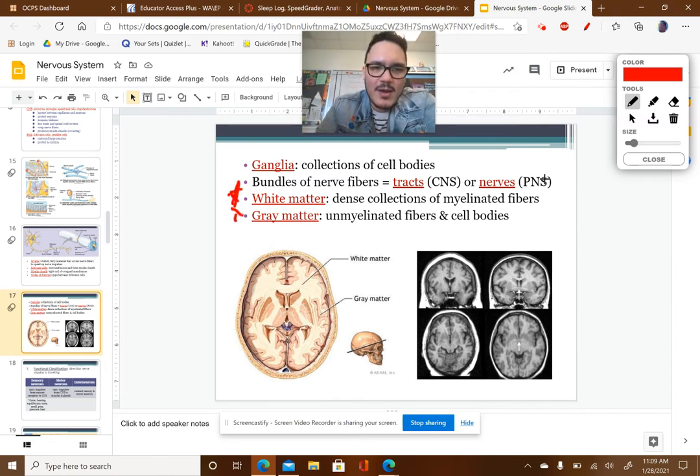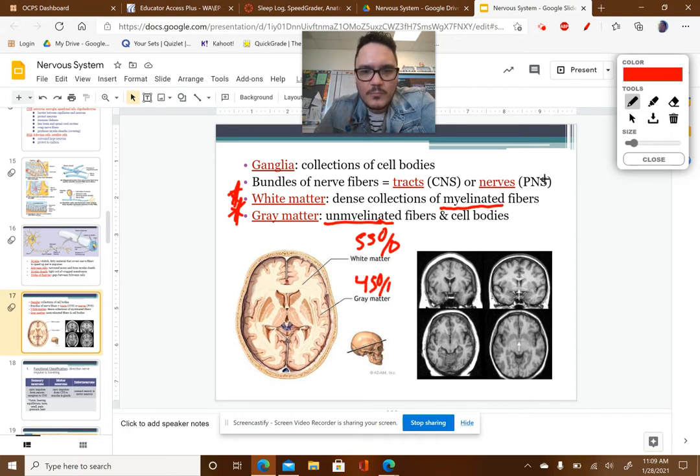White matter and gray matter. We do need to talk about these. White matter is defined as dense collections of myelinated fibers, so it's areas that are myelinated, whereas gray matter are areas that are unmyelinated. If you paid attention to here, this is the brain. The spinal cord is very similar as far as white and gray matter. I would estimate, this is nowhere near an actual prediction, but I would estimate that roughly 55% of the brain is white matter and roughly 45% of the brain is gray matter.